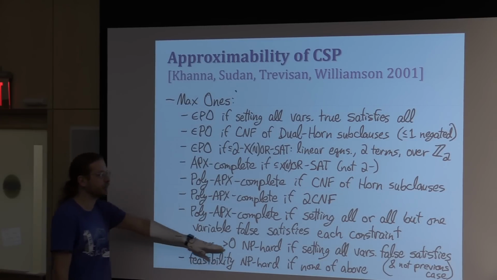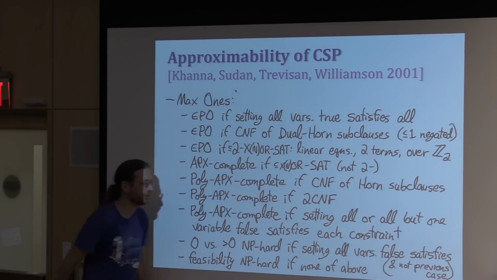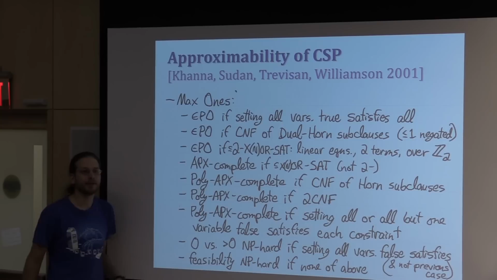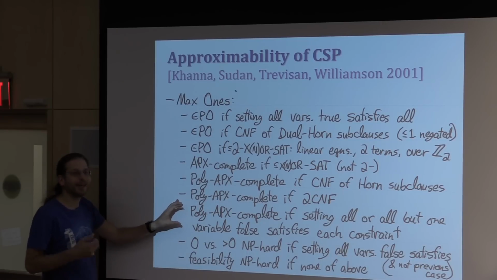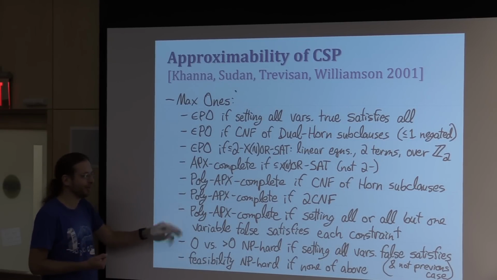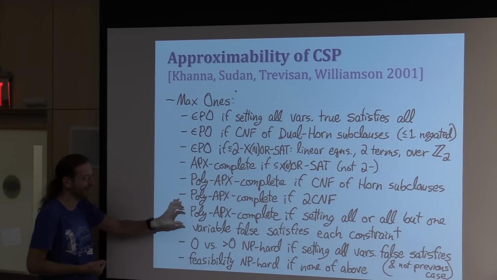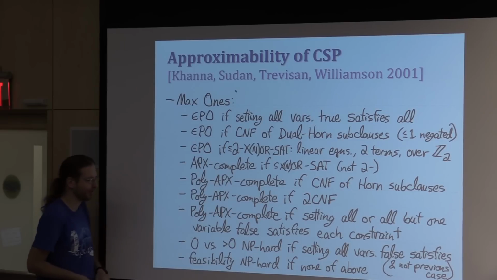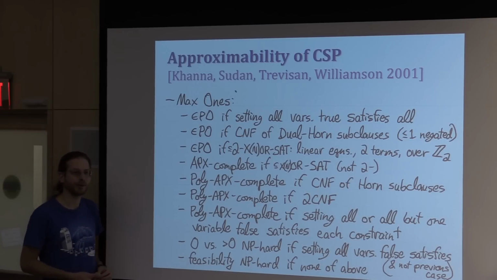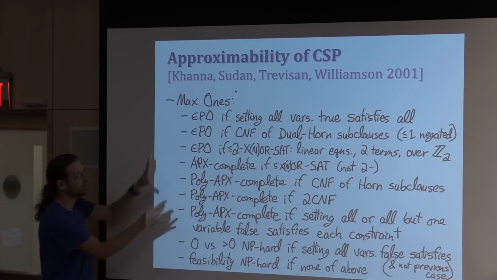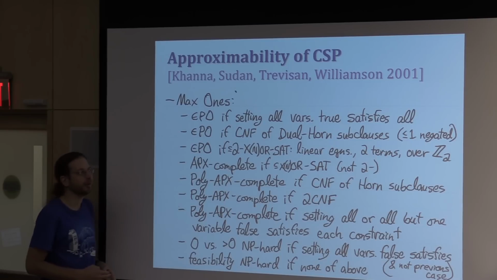That's when, in this situation where you set all the variables false, you get 0, but finding any other solution is going to be NP hard. Here, if you can at least get 1, you can get an n approximation, whereas here you can't get an n approximation. Here you can get poly approximation. And finally, if you have none of the above situations, then testing feasibility is NP hard by Schaefer's theorem. Okay, so it's like Schaefer's theorem, but some of the cases split up into parts.